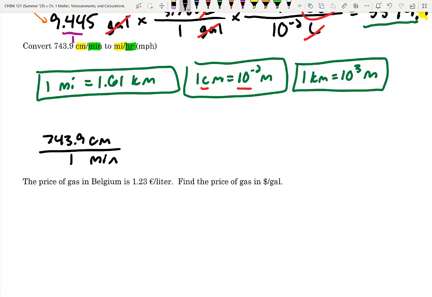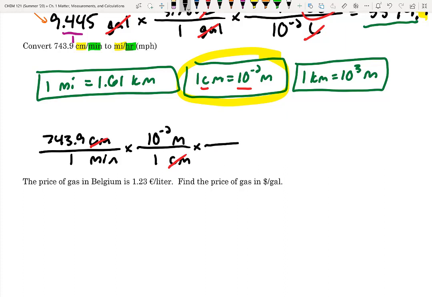In the first step, I want to cancel out centimeters, because that would allow me to do this conversion. Looking at which conversion has centimeters in it, this one right here doesn't. The second one does though, so I would do this one first. This is comparing centimeters to meters, and we've got 10 to the negative 2 meters for every 1 centimeter. So now we've done that one.